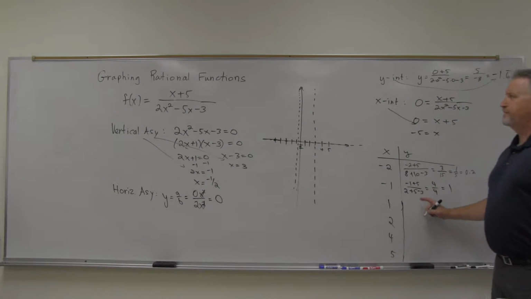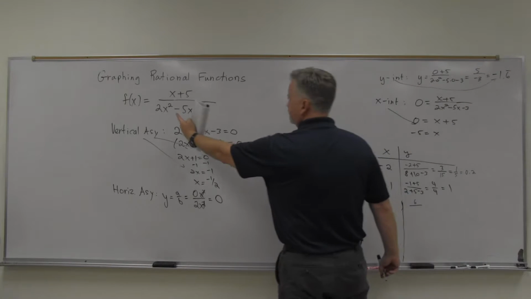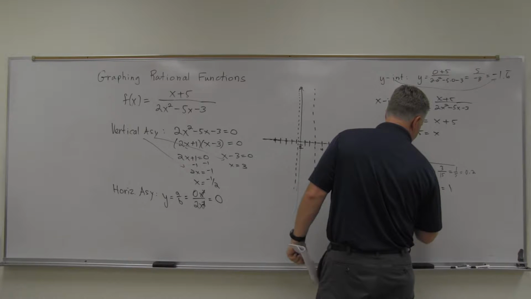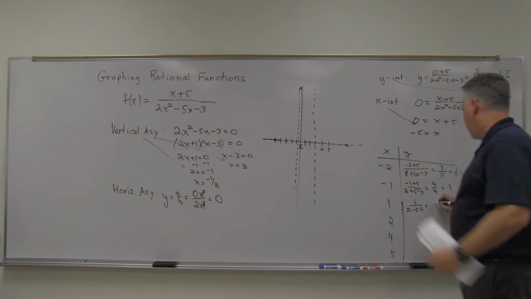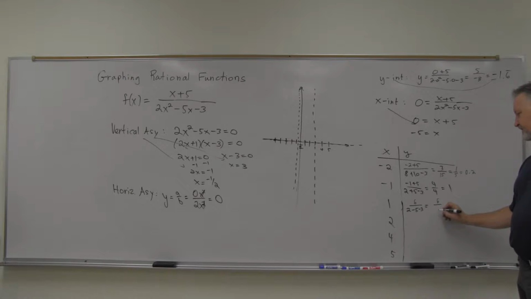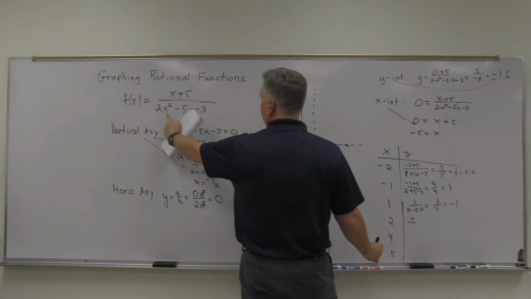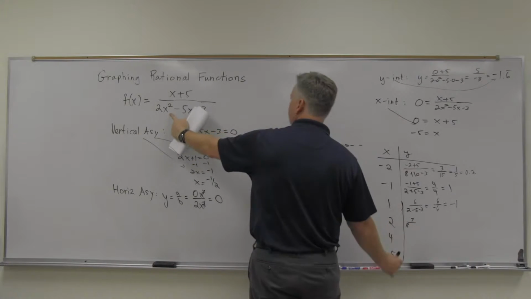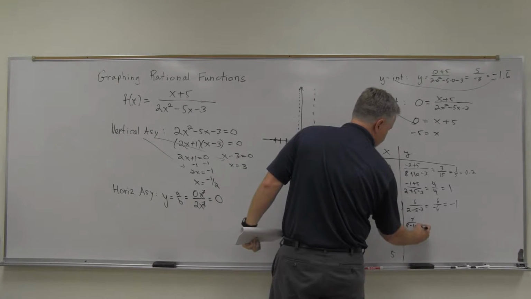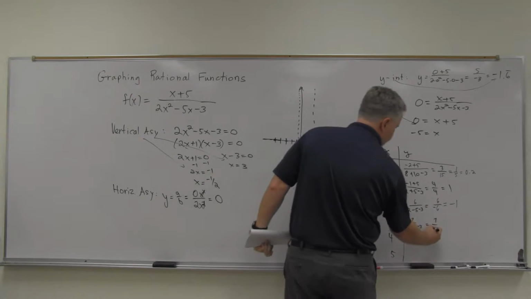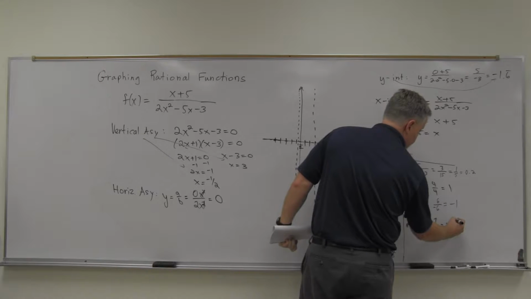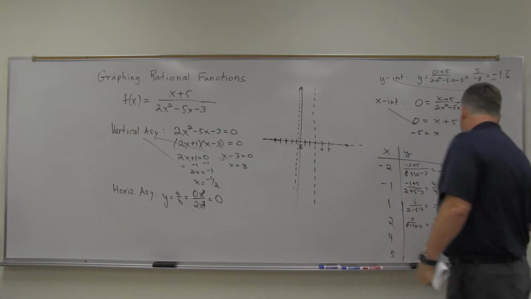All right, now we got positive, so maybe that's a little easier. 1 plus 5, so that's 6. X is 1, so that's 2 minus 5 minus 3. All right, what does that give me? 6 over negative 6, I believe. Negative 1, we gotta believe that? Is that okay? X is 2, so I have 7 over 2 times 2 squared, so that's 8. Negative 5 times 2, that's negative 10 minus 3, so that's 7 over negative 5. Negative 1.4.